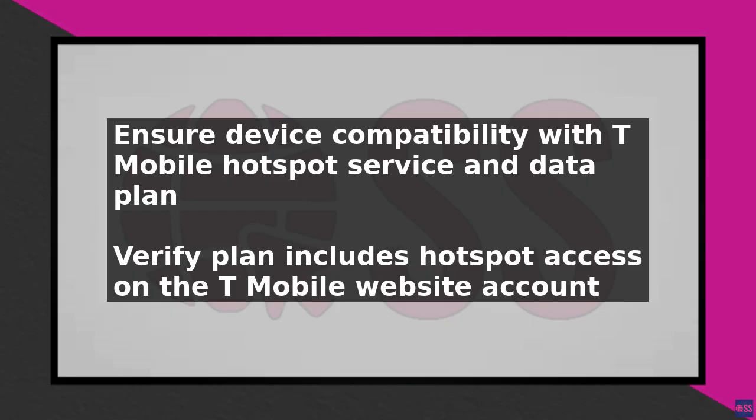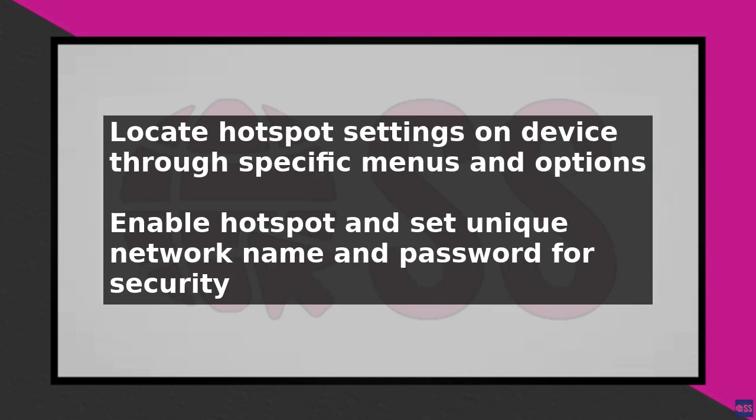If your plan does not include hotspot access, you can upgrade or change your plan to one that does. Next, locate the hotspot settings on your device. For Android devices, go to Settings, then Connections, then Mobile Hotspot and Tethering. For iOS devices, go to Settings, then Cellular, then Personal Hotspot.